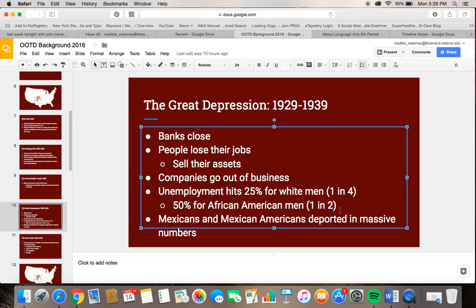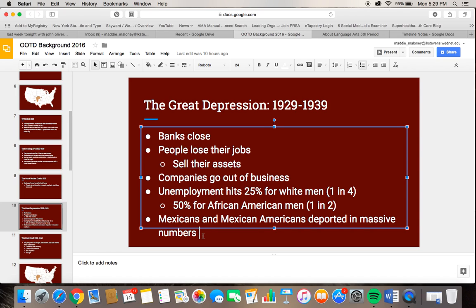Okay, and at the same time, if we look at it from a different perspective, Mexicans and Mexican Americans were getting deported in massive numbers. And the reason why is because if you'll remember back in World War I, we recruited them over to help us out when we had a labor shortage. But now Americans don't have jobs. So we don't want the Mexicans, for example, to be taking the jobs that Americans would normally have.